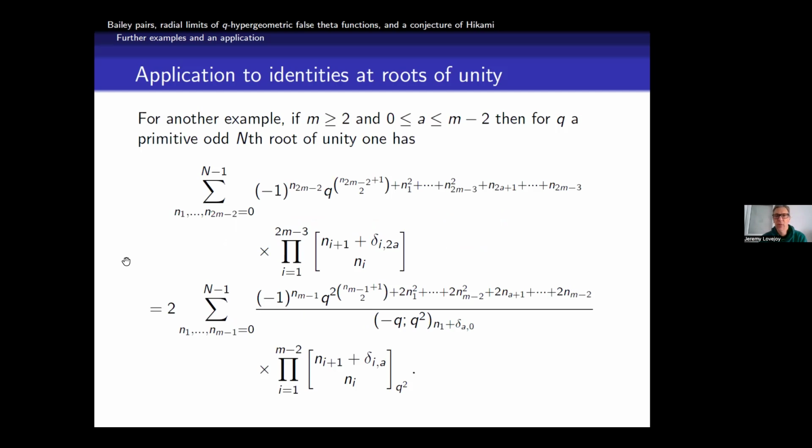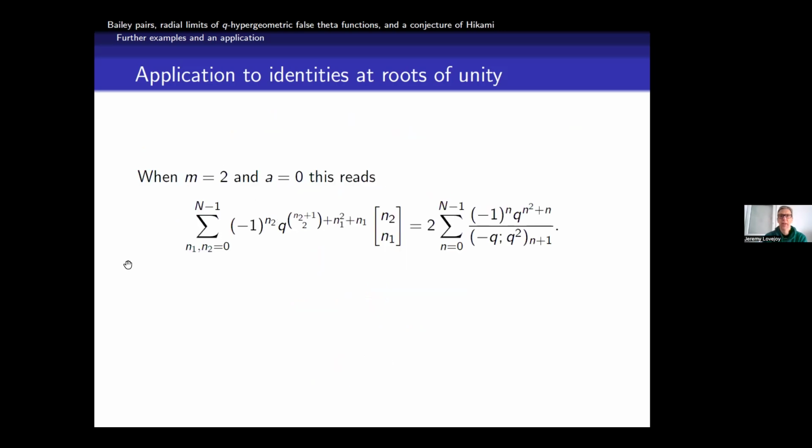Okay, another example. I won't give you the values that came out at roots of unity, but it turns out that this is true. If m is bigger than or equal to 2 and a is between 0 and m minus 2, then for q a primitive odd capital nth root of unity, one has this following family of identities. And again, this is only valid at certain roots of unity. When m equals 2 and a equals 0, this is the following.